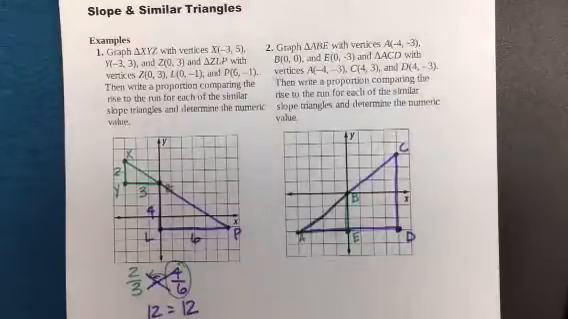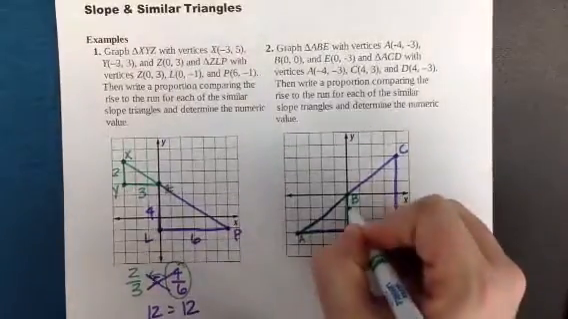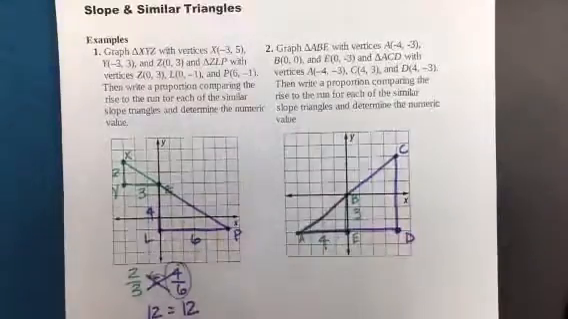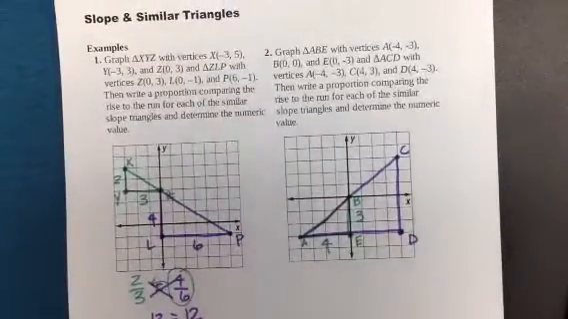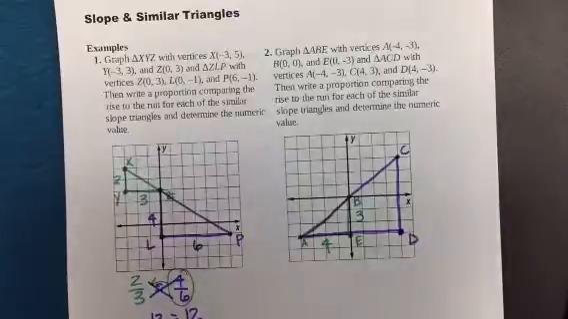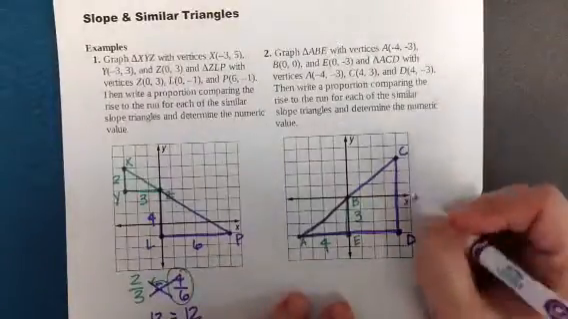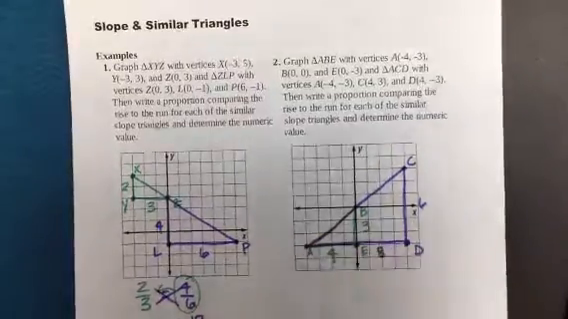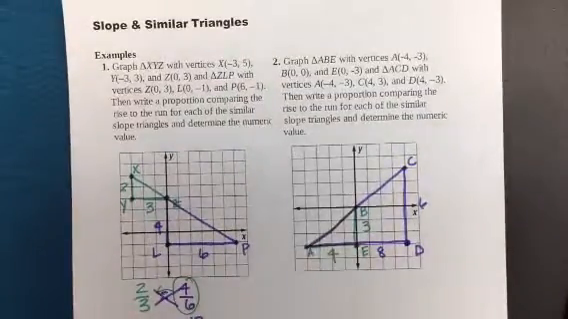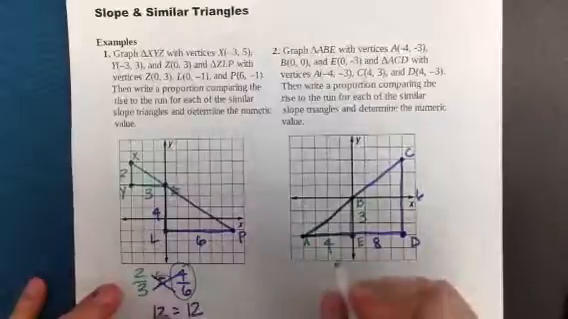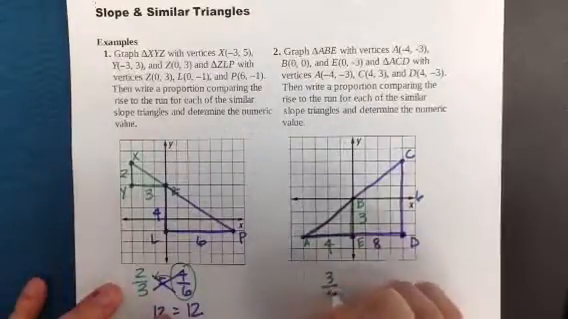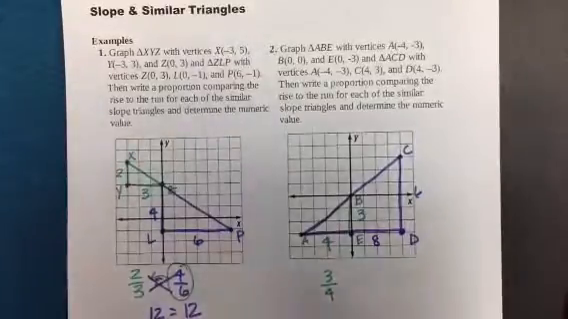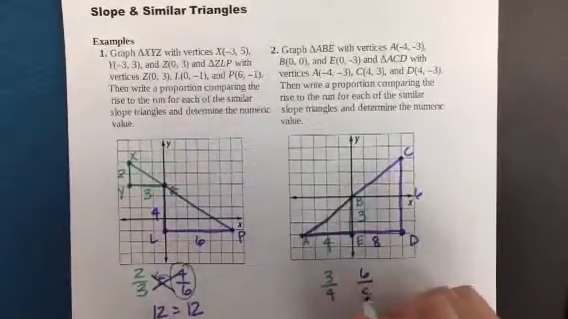So if I write my rise and run, 3 and 4, that's going to be equal to 6 and 8. So my ABE, my smaller triangle, which is in green, has a rise of 3 and a run of 4. And then my larger one has a rise of 6 and a run of 8.